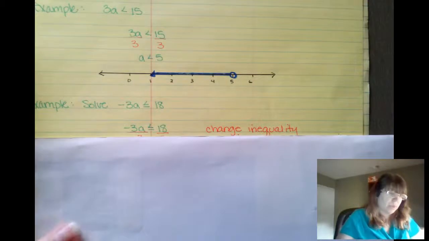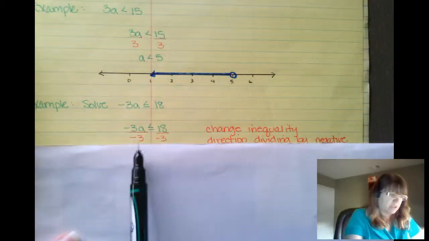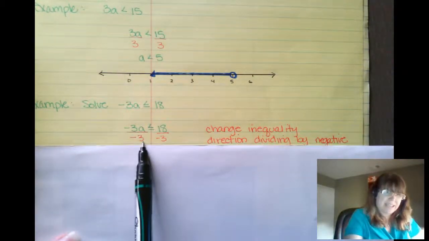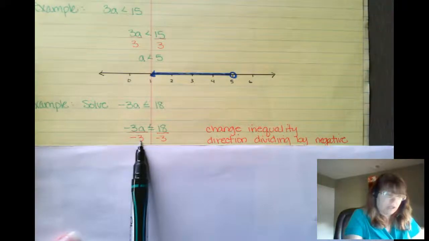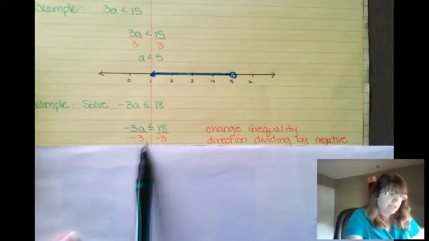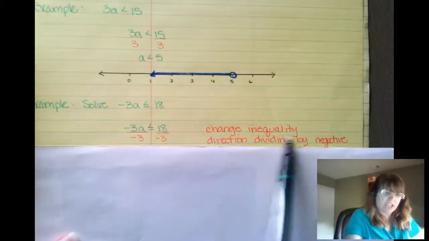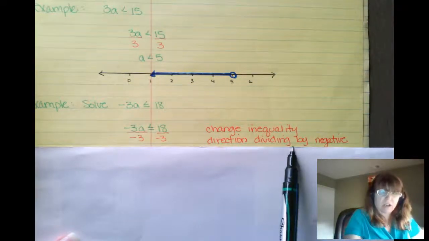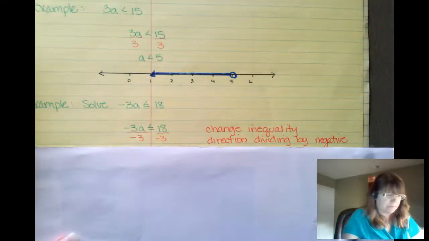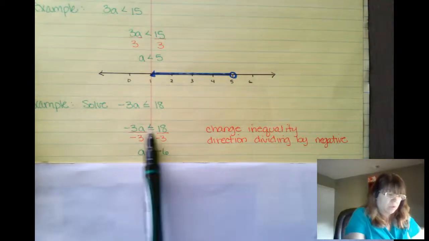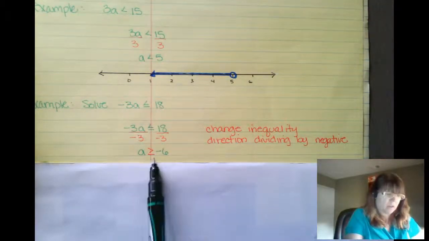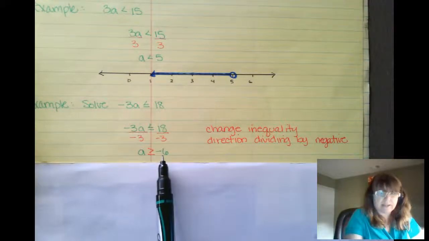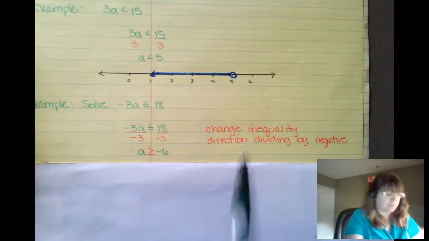Now, the first thing I'm going to do is divide by negative 3. But since I'm dividing by a negative, I must change the direction of my inequality. So now, see, it was less than or equal to, now it's greater than or equal to negative 6. Let me walk through that again.